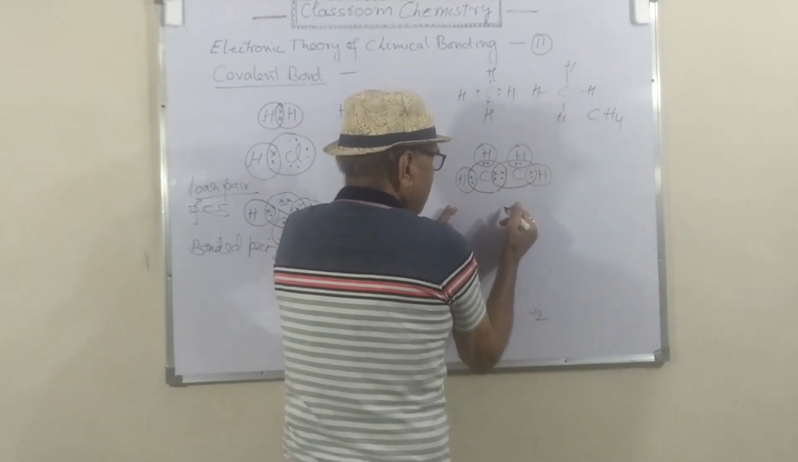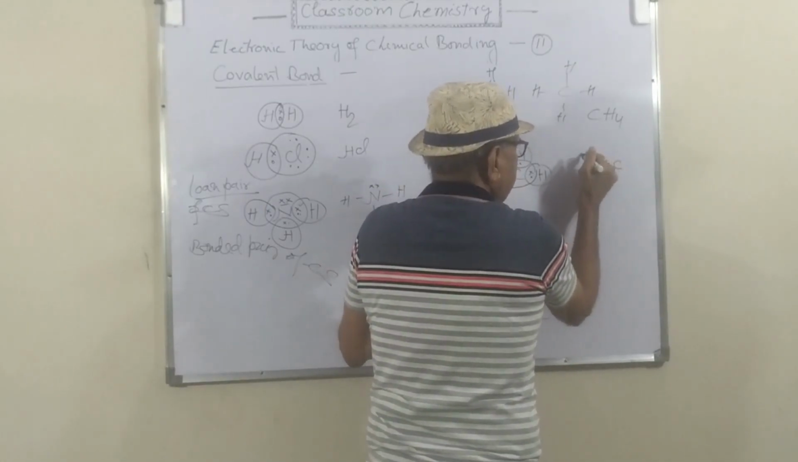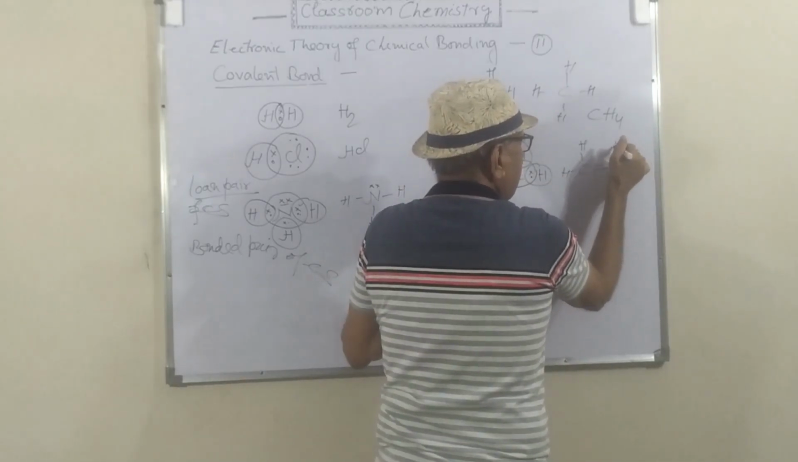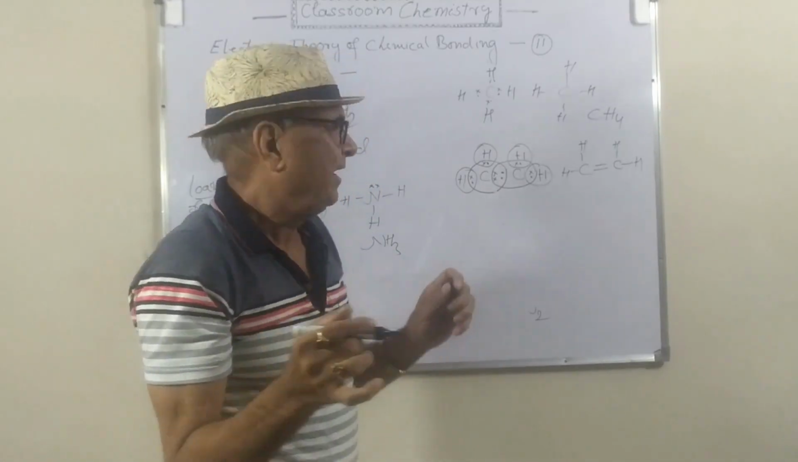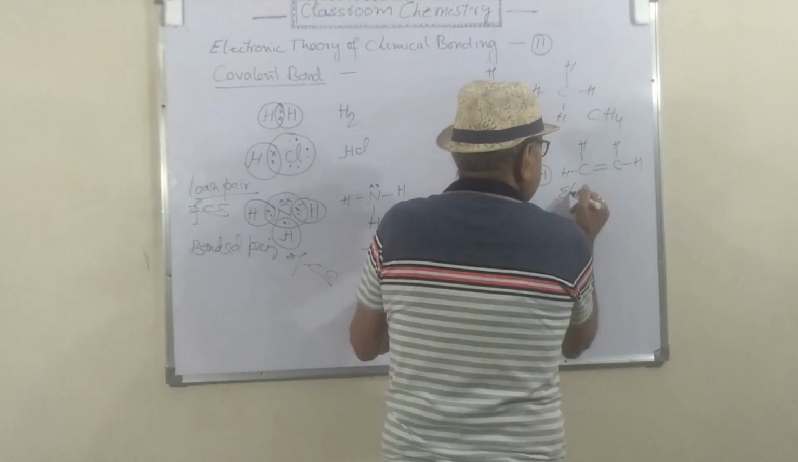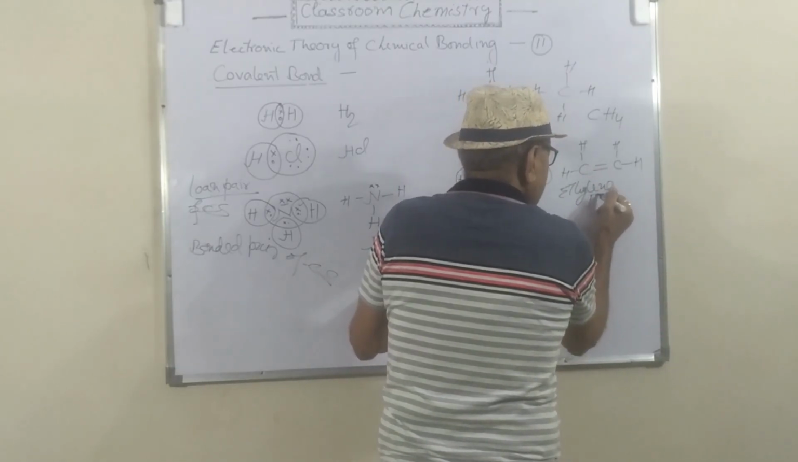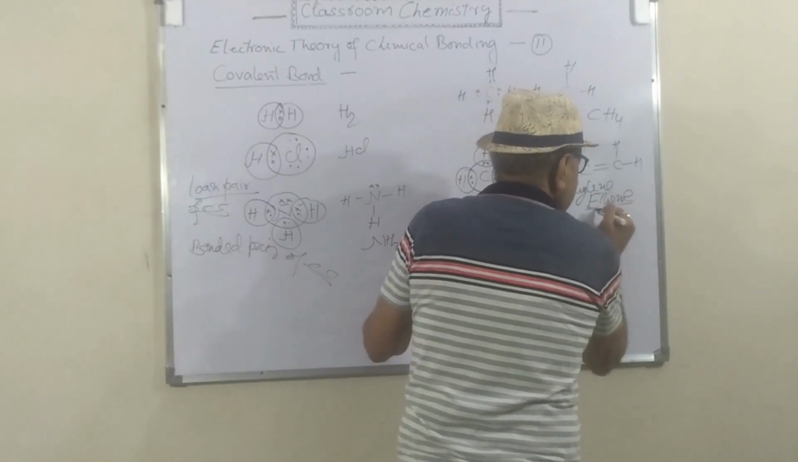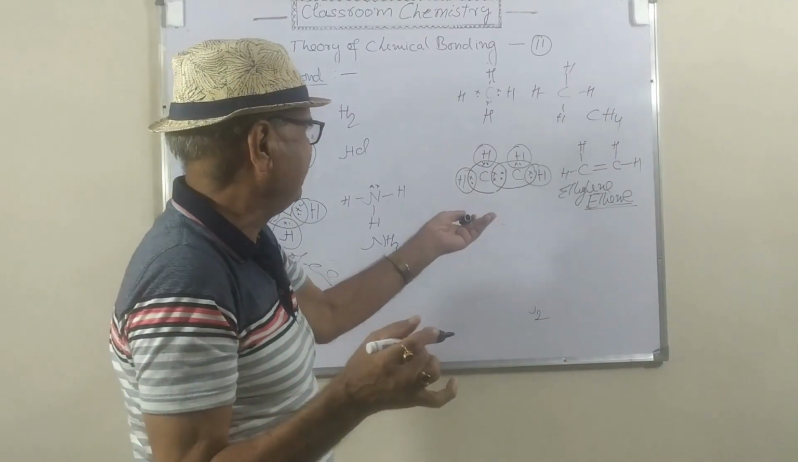So now the structure of C double bond C and H. This is the structure of ethylene, or you can say ethene. Simply in IUPAC it will be called ethene, or in the old system it is called ethylene.